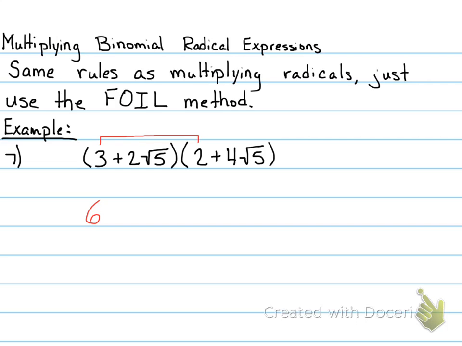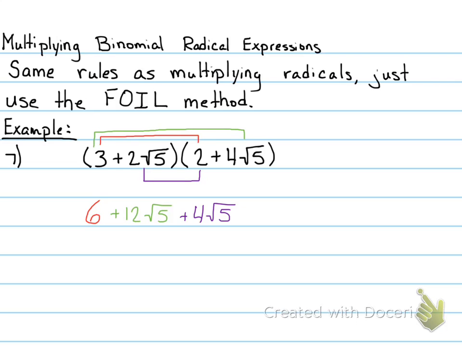The O stands for the outer terms. That would be the 3 and the 4 square roots of 5. 3 times 4 square roots of 5 is 12 square roots of 5. The I stands for the inside terms. So 2 square roots of 5 times 2 would be 4 square roots of 5.